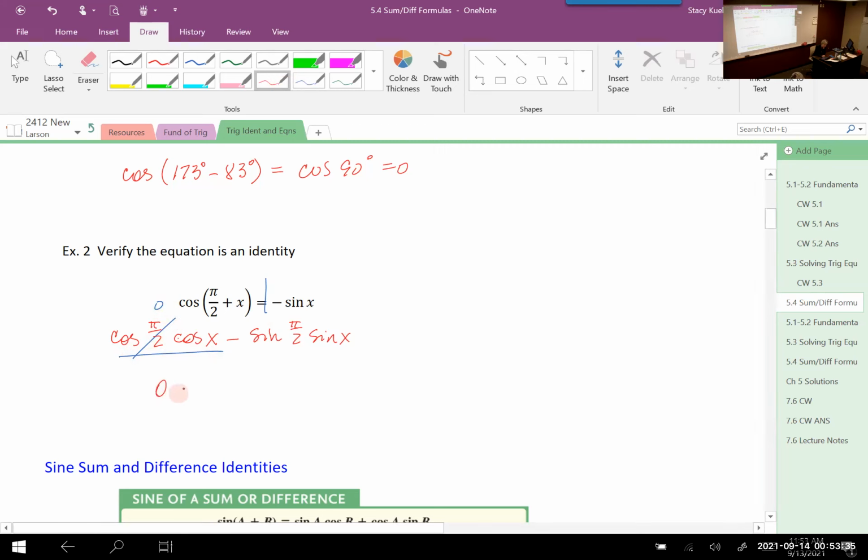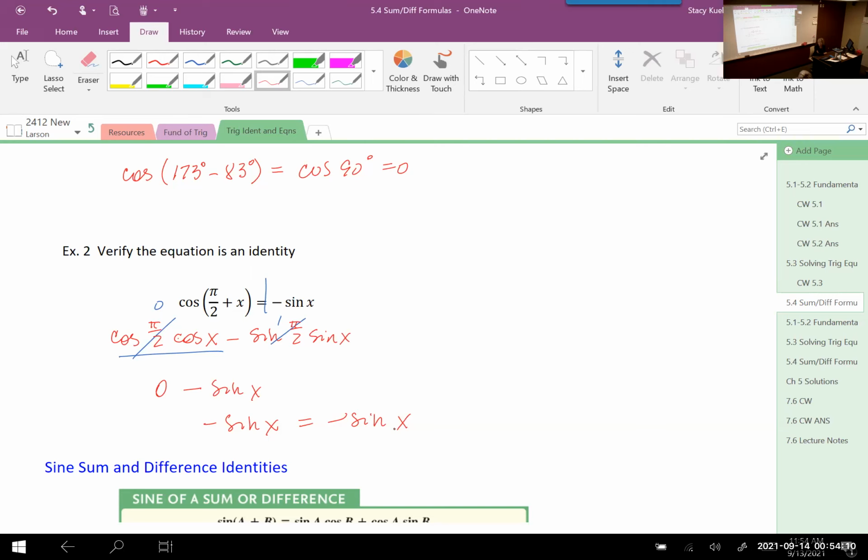All right, so now I have 0 minus, what is the sine of pi over 2? 1. If that's 1, then I now have 0 minus sine x. Well, that's negative sine x, which is now equal to, we can see, the right-hand side. I verified that the identity was in fact an identity using our sum identity for cosine. See what I did? Kind of a short identity.